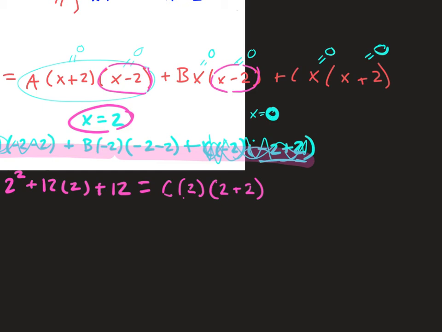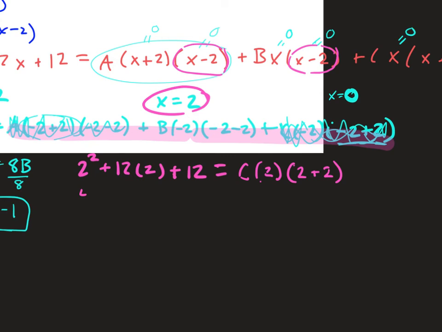So that just saves you a little bit of time and effort. So let's work it out. 2 squared is 4 plus 24 plus 12. 4 plus 24 is 28. 28 plus 12 is 40. And then c times 2 times 4, so this would be 8c. Divide both sides by 8. What do we get for c? 5.